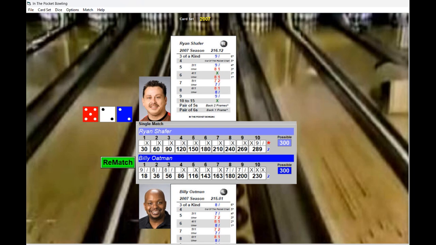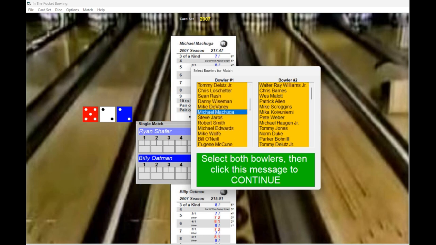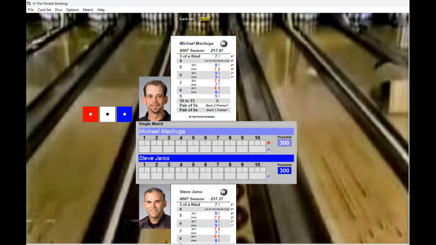So that's match 2. Am I here? Yeah. Match 3 will be Michael Machuga. And he will face Steve Jarls. So Steve Jarls will face Michael Machuga. Machuga righty, Jarls also righty. Machuga 217 average, so is Jarls.